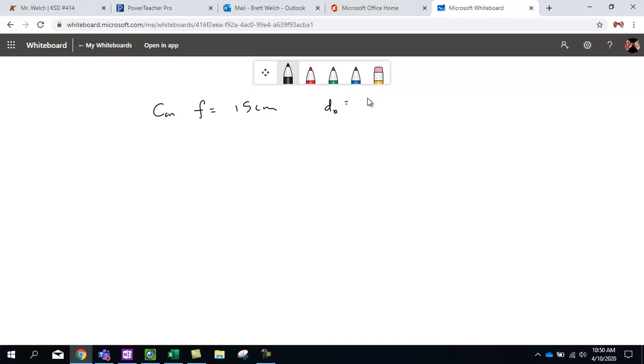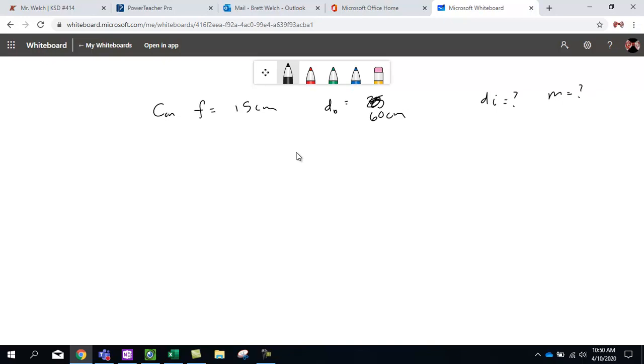at 25, no, let's go 60 centimeters. We're going to be back pretty far. We're looking at something that's fairly far away with our converging lens, and we want to know the image distance, and we want to know the magnification. Where is its image, and what is its magnification?